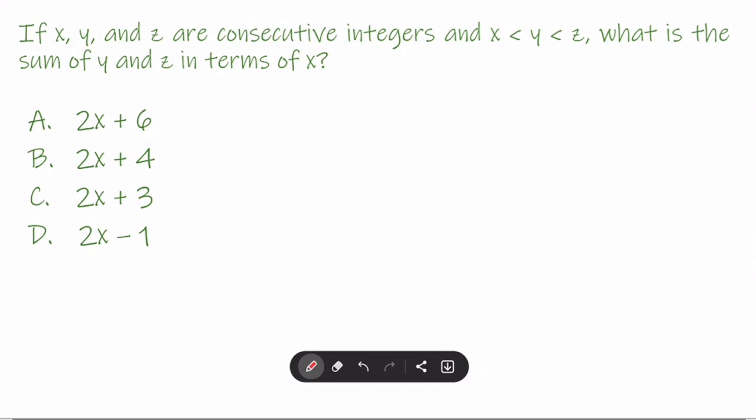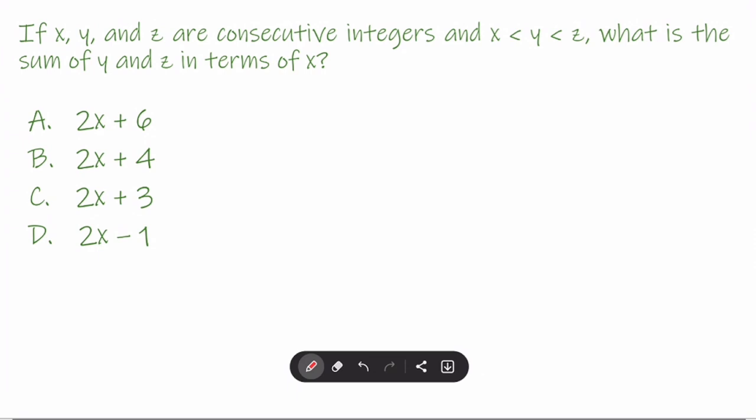Now let us solve this problem. This problem is actually taken from the SAT, the math section, and it is related to integers. If x, y, and z are consecutive integers, and it's given that x is less than y is less than z, what is the sum of y and z in terms of x?